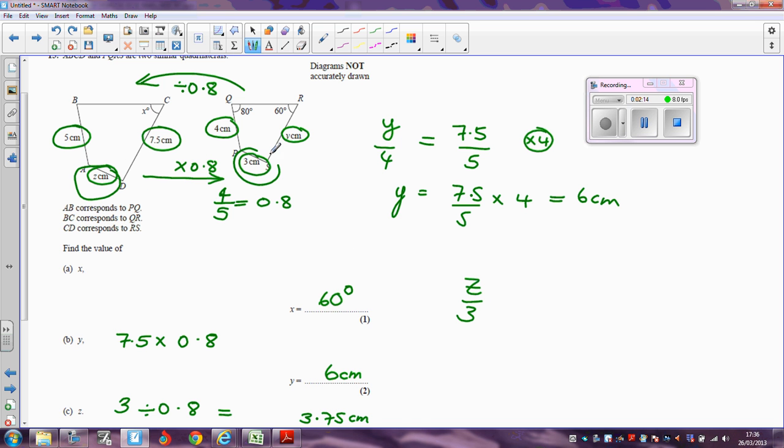Again, another way of thinking of that, we could say that z divided by 3, so this side divided by this side, is going to equal two corresponding sides. Let's say 5 divided by 4. So z over 3 equals 5 over 4. And if we then multiply both sides by 3, z is going to equal 5 over 4 multiplied by 3. And that again comes out as 3.75 centimeters.